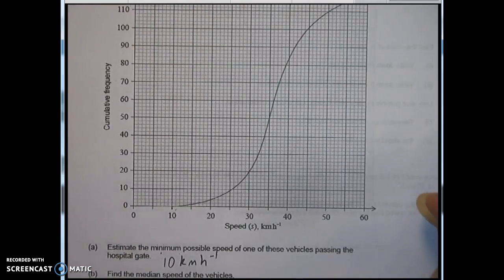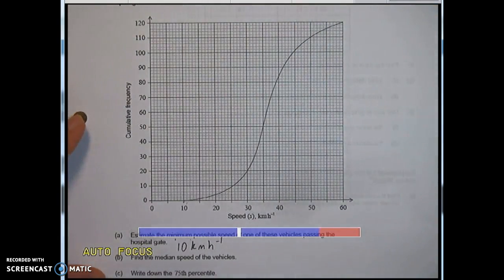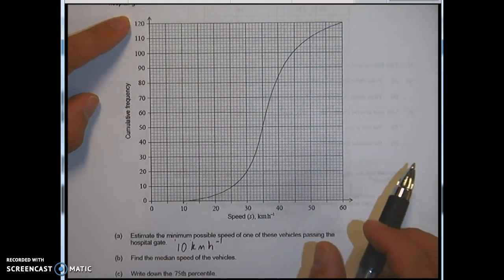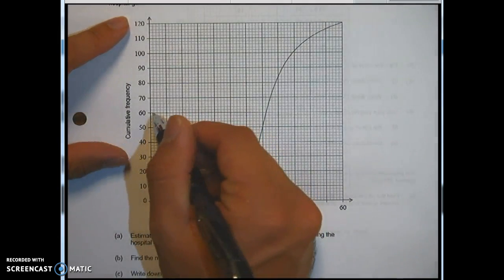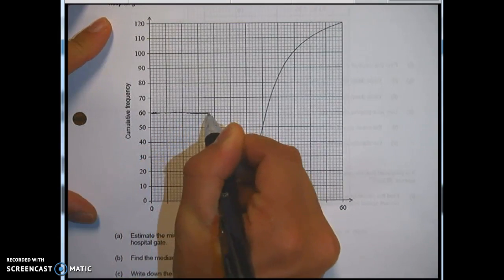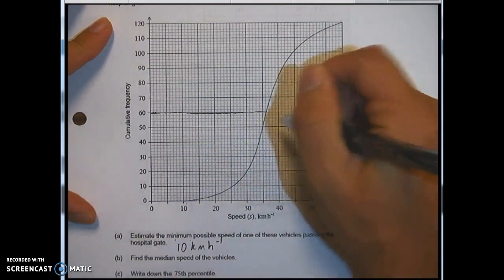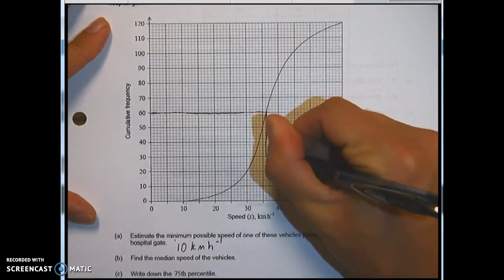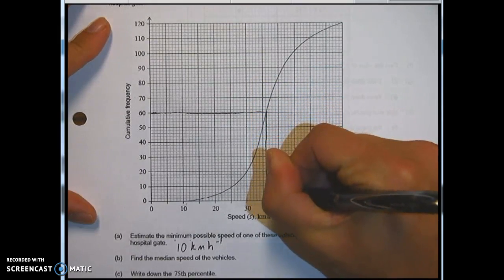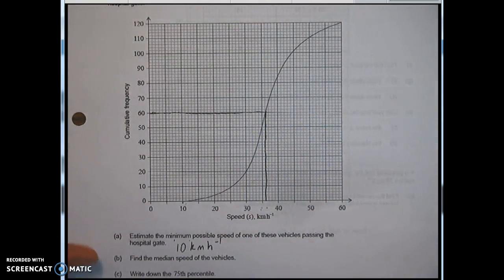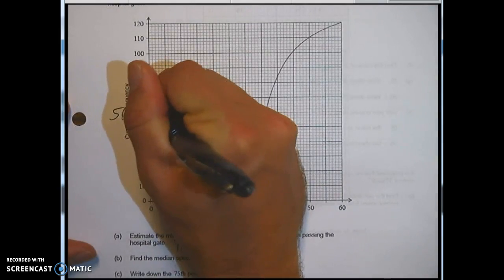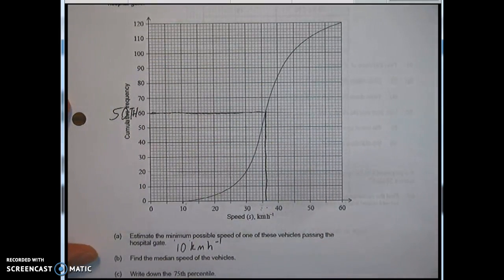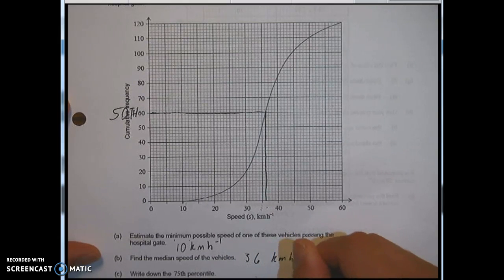Now, in part B, we're supposed to find the median. So what I like to do is I figure out what the total frequency is, which is 120. I go to the halfway point, which is straight across here, and then go straight down when I intersect with the cumulative frequency graph. Straight down. If that's 35, that's 36. So the median is always the 50th percentile. So I'd like to mark that as the 50th percentile, which makes that the median, which means that the median is 36 kilometers per hour.